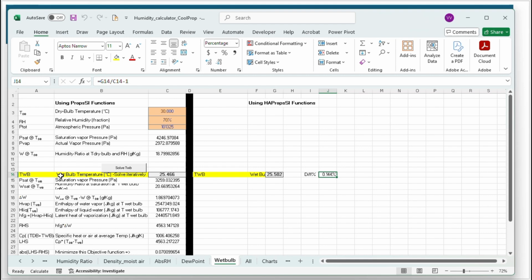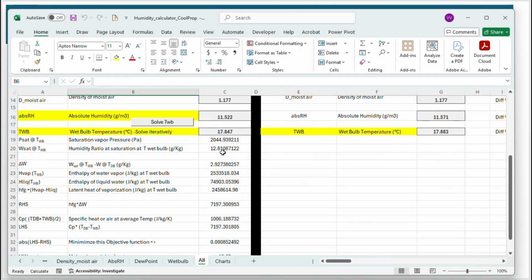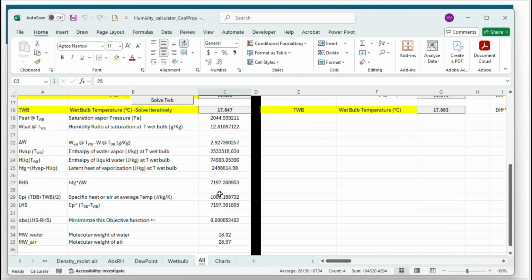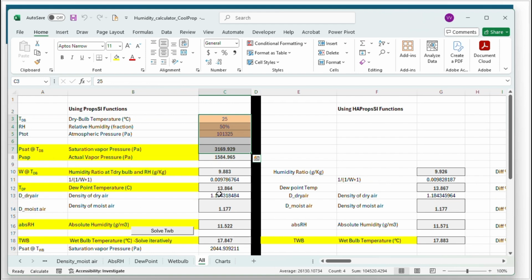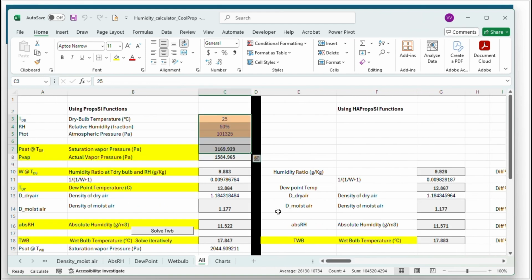So now we have explored different ways to calculate various humidity parameters. All of those parameters are combined together in here if you want everything in one place. Okay, so this should be more than enough for you for calculating the properties of any condition using psychrometrics.